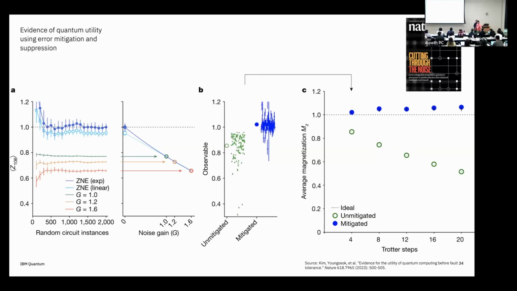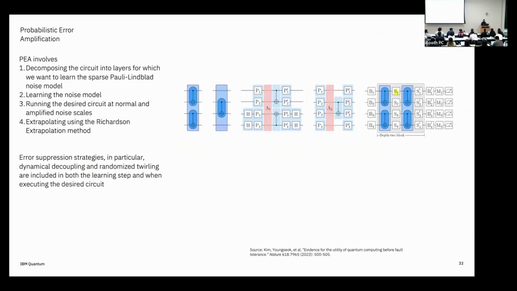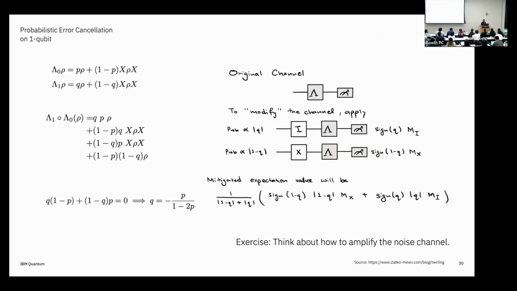Thank you. Just wanted to verify how you amplify the noise. Do you just apply the same gate multiple times? No, that is one way of doing it. That is called digital ZNE, applying the same gate multiple times. The way we do it is by doing the sampling.